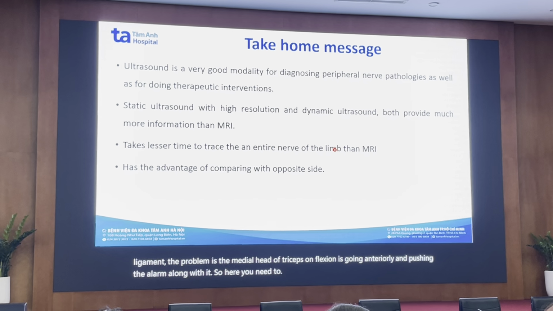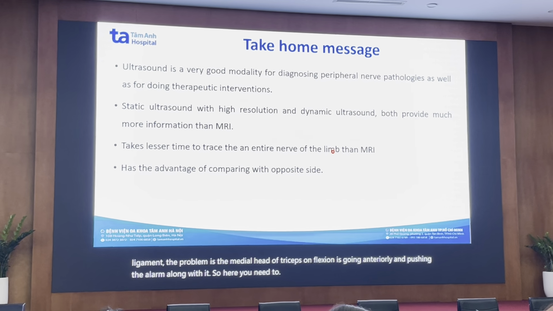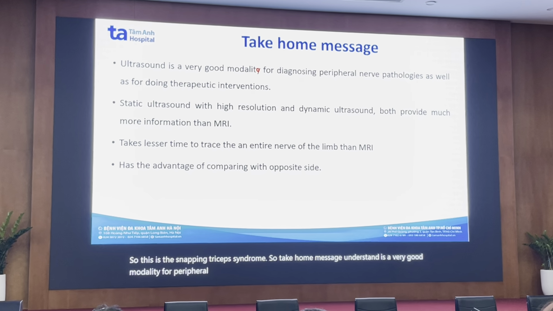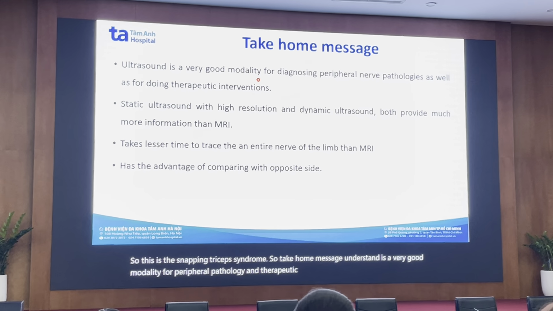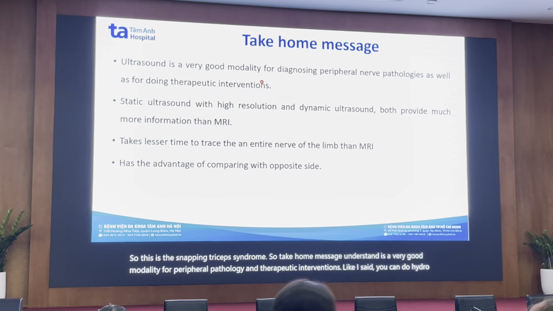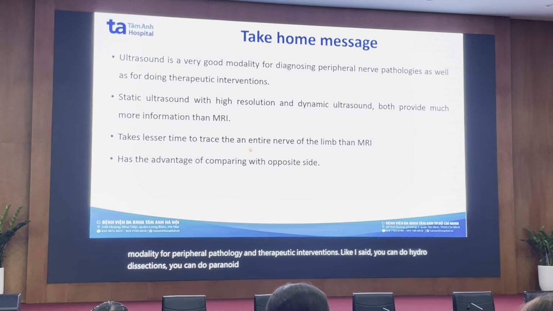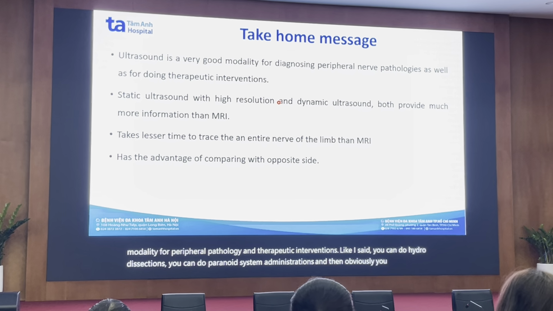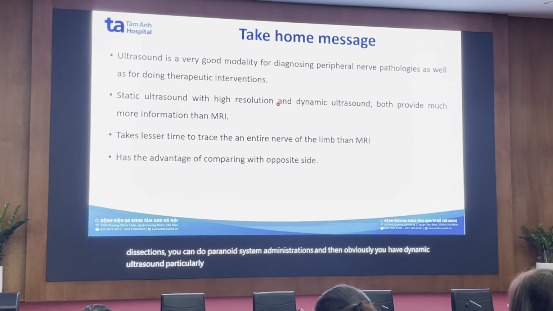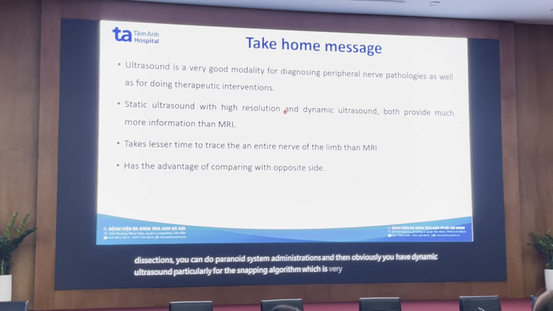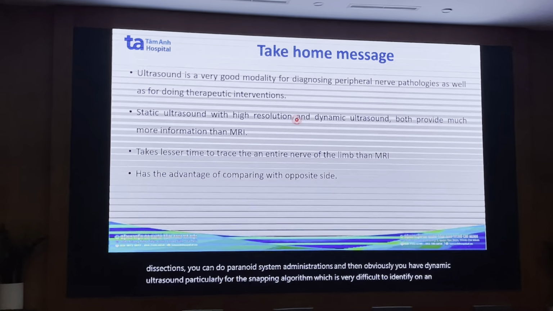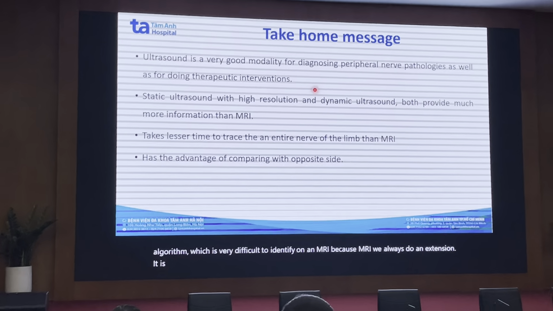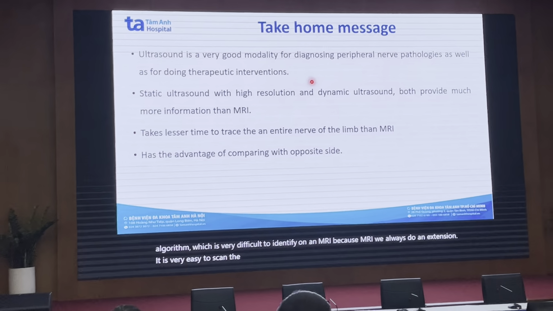So take home message, ultrasound is a very good modality for peripheral nerve pathologies and therapeutic interventions. Like I said, you can do hydrodissections, you can do paraneural cyst fenestrations, and then obviously you have dynamic ultrasound, particularly for the snapping ulnar nerve, which is very difficult to identify on an MRI, because MRI we always do in extension. It is very easy to scan the entire nerve of the entire upper limb.